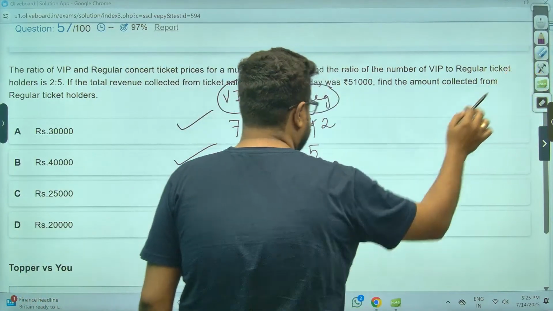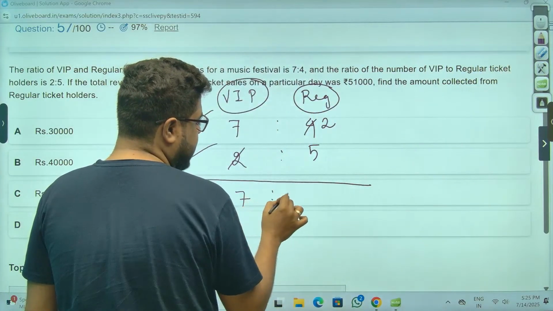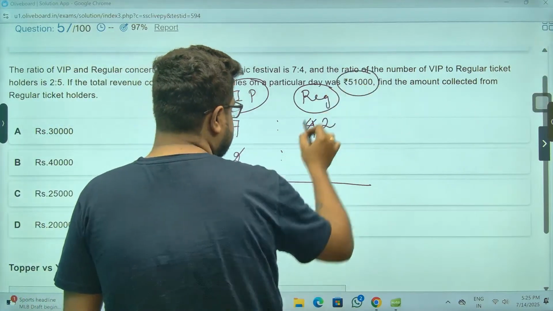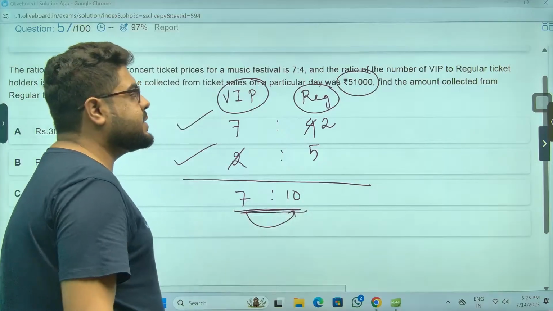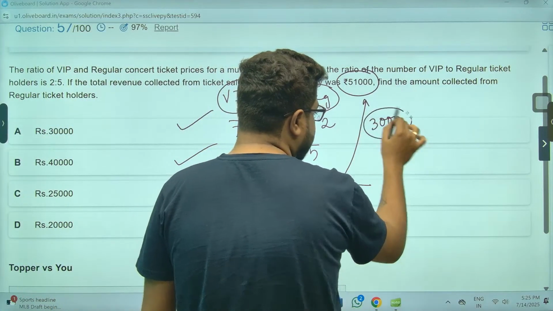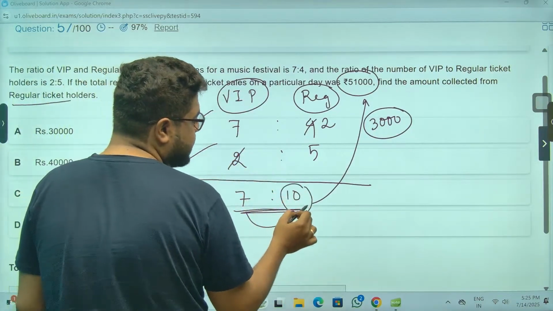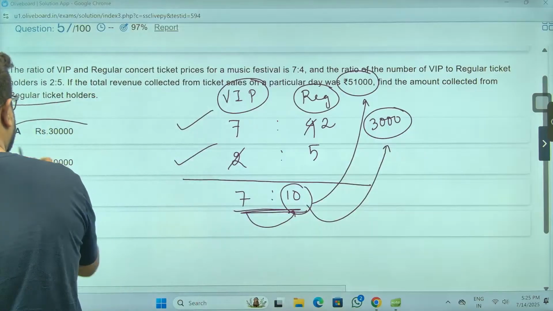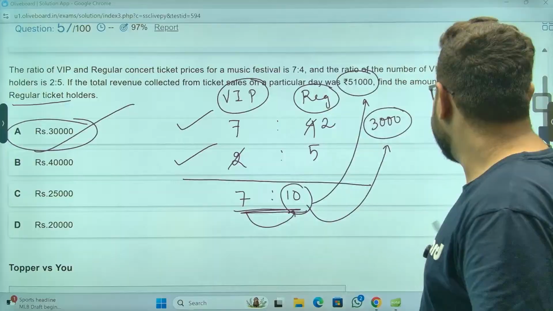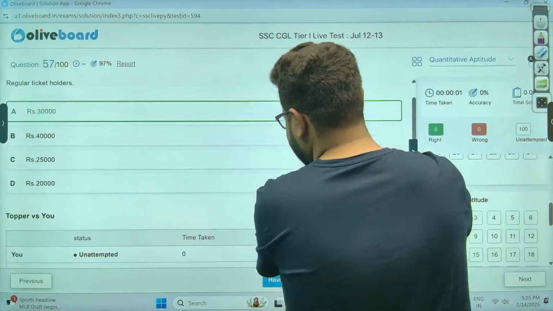This will cancel actually first. There is nothing else, sir. So it is easier, sir. 7:10. Total is 51, meaning 17 parts is equal to 51,000. So one part is 3,000, sir. They are asking the collection for regular ticket holders, that means the value of 10 parts. 10 into 3000, 30,000, option A is the answer. And again, the love affair with option A continues. Chalo, good, sir.